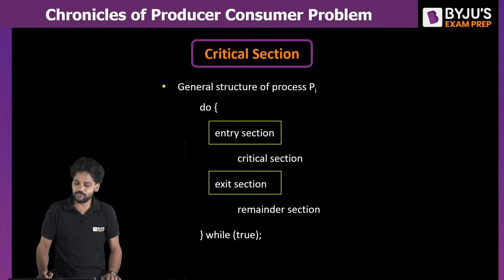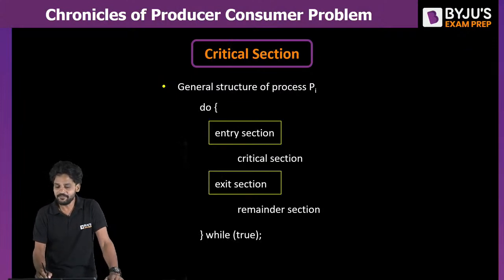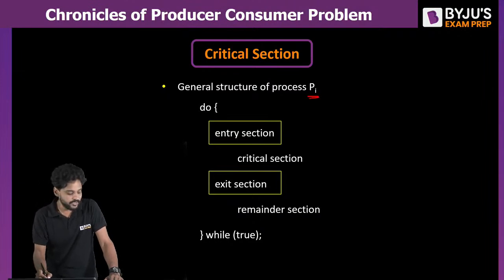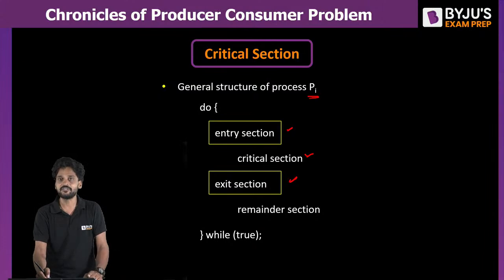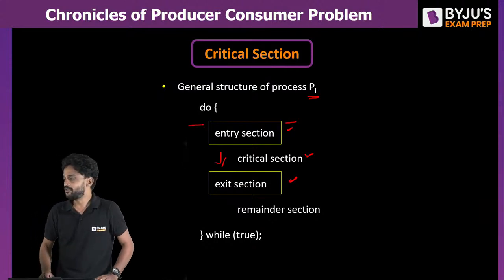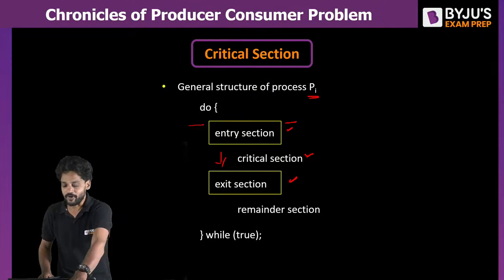Okay. So there are 2 gates. You can see the general structure of a process Pi. This general structure has been protected. The critical section is protected with the entry section and exit section. Entry section for permission, exit section to say that I'm done with my critical section. When one process is already in the critical section, all the other processes will be held at the entry section. I hope you got my point.